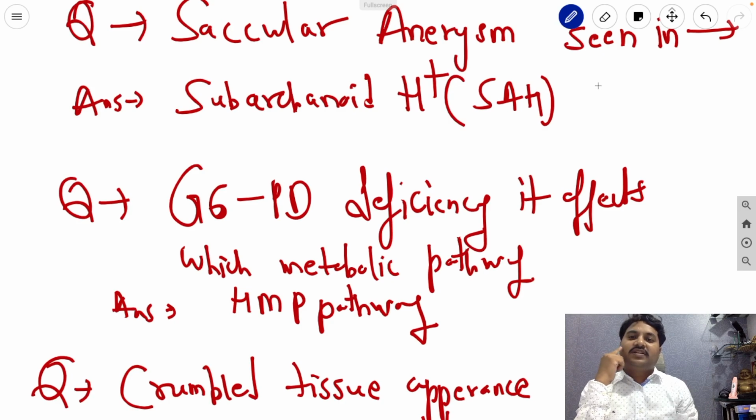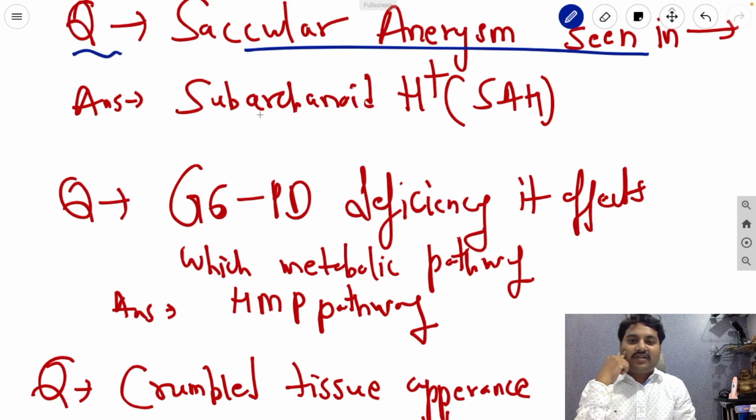So, my dear friends, the next question is, the saccular aneurysm is seen in. Answer is subarachnoid hemorrhage. Next question is G6PD deficiency. It affects which metabolic pathway? The answer is HMP pathway.